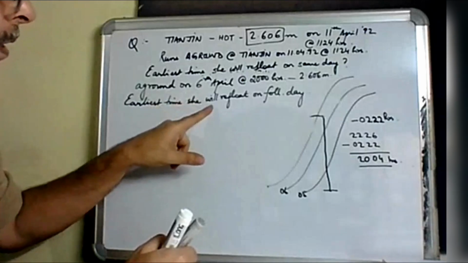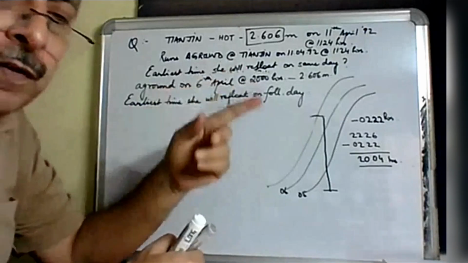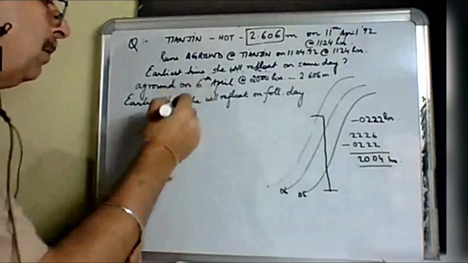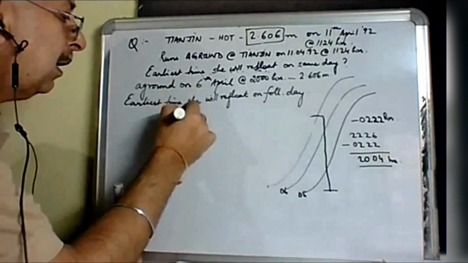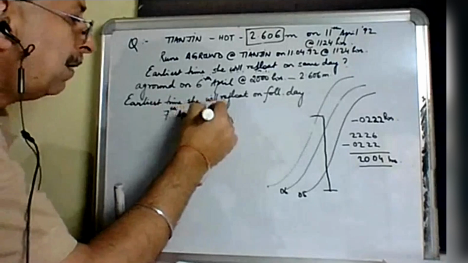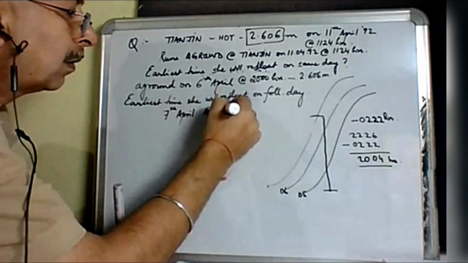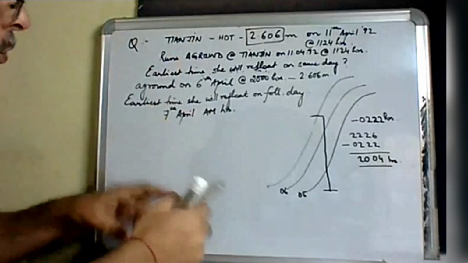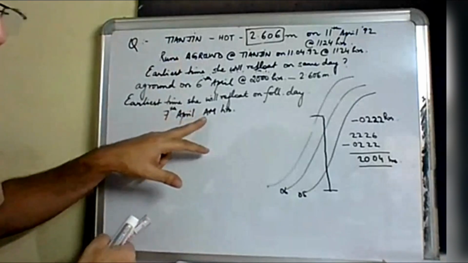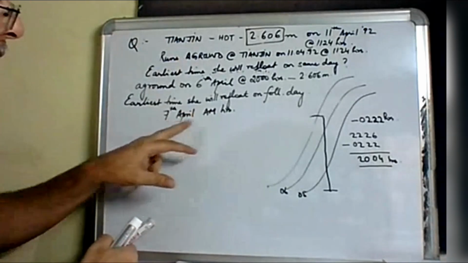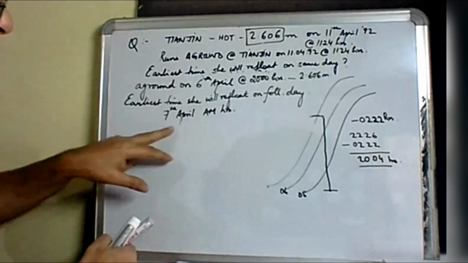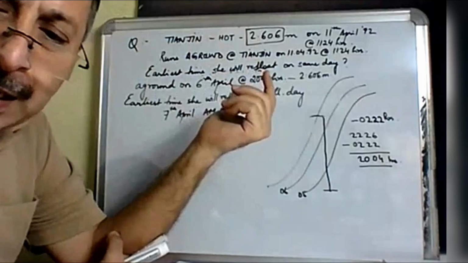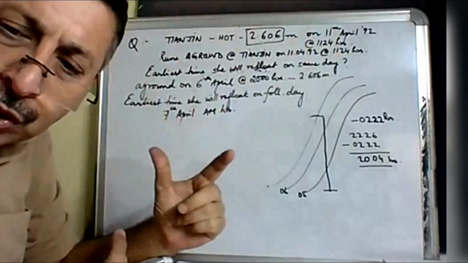The earliest time she will refloat on the following day would be 7th of April. So we are now talking about 7th April AM hours. Okay? Is that okay? So you will now have to be very careful. You will have to be between these two timings. Now you are talking about midnight 12 बजे से लेके मॉर्निंग 6 बजे तक, उसकी बात कर रहे हो.